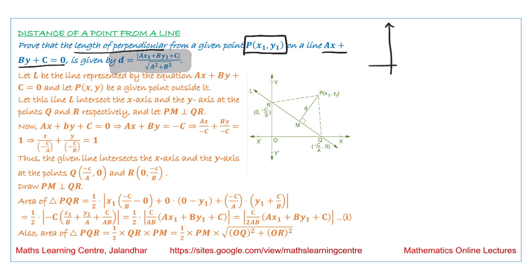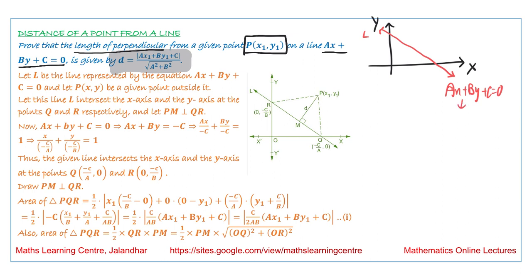Suppose these are the x axis and the y axis. This is the x axis, this is the y axis. We are talking about a line L. This is the line L. The equation of this line is ax + by + c = 0.